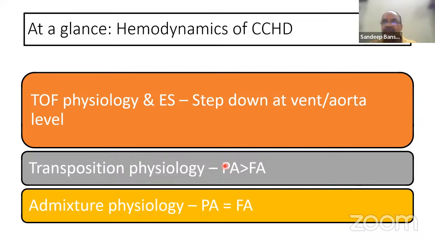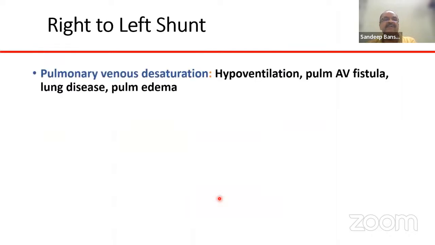when we are studying the oximetry runs. One of the first things that my teacher would tell us, you see what is the concentration of oxygen in the femoral artery versus the aorta and the pulmonary artery. And if PA is more than femoral artery, then there is a transposition physiology. If the oxygen saturation is the same in the different chambers or the four chambers of the heart, then this is an admixture physiology. These are very basic things.